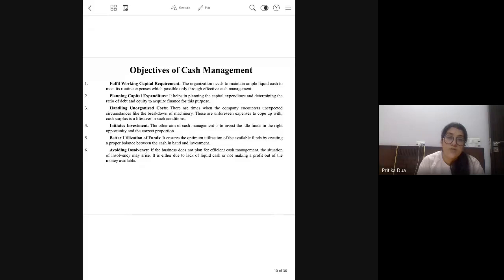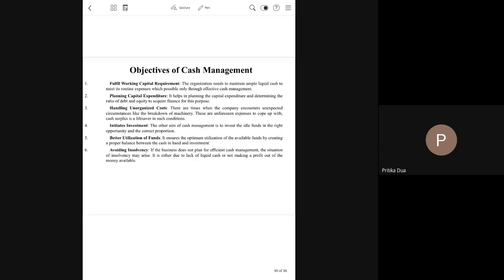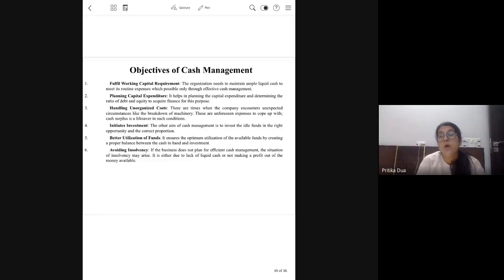involves a trade-off between liquidity and profitability. If you are holding surplus cash, it means you're not able to put that money into some investment purpose, and that is not generating revenue for your business, because holding idle cash is not generating any revenue. So you have liquidity when you are holding cash, but you are compromising on profitability.